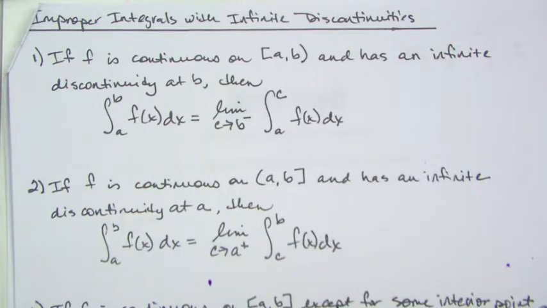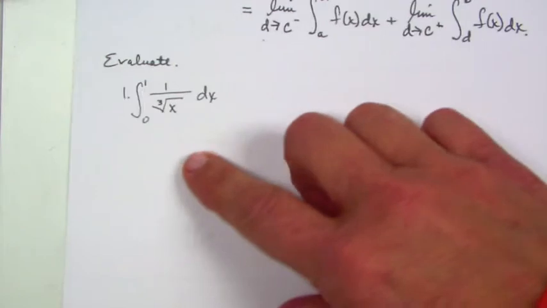Okay, here we go. So now we want to talk about improper integrals with infinite discontinuities. In the first set of problems, we looked at integrals where the limits of integration were either infinity or negative infinity. Now we want to take a look at integrals where there is a number within the interval that will create something that's undefined. Let me start by just showing you the example.